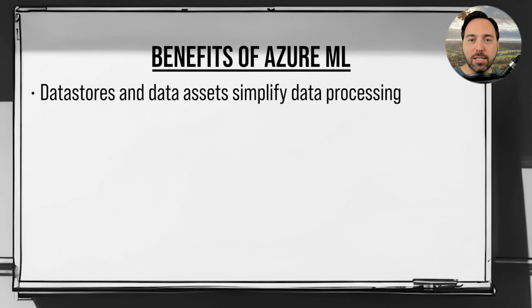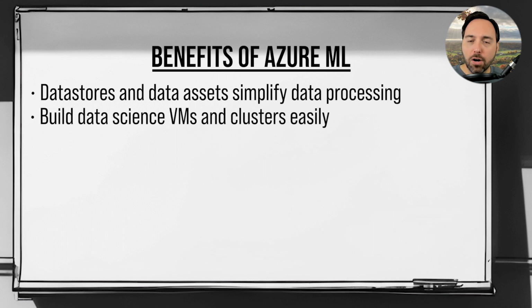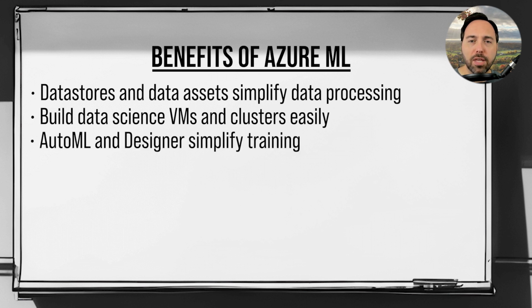If you don't have a solid data processing foundation, AML offers the concept of data stores and data assets, letting you track and manage data. If you don't have the hardware available, AML makes it easy to build data science VMs, that is, compute instances, and interlinked training machines in compute clusters. We can also get access to GPU-based machines for these clusters. If you're not as strong on the data science side of things, training and scoring models via automated ML or a drag and drop interface is available.